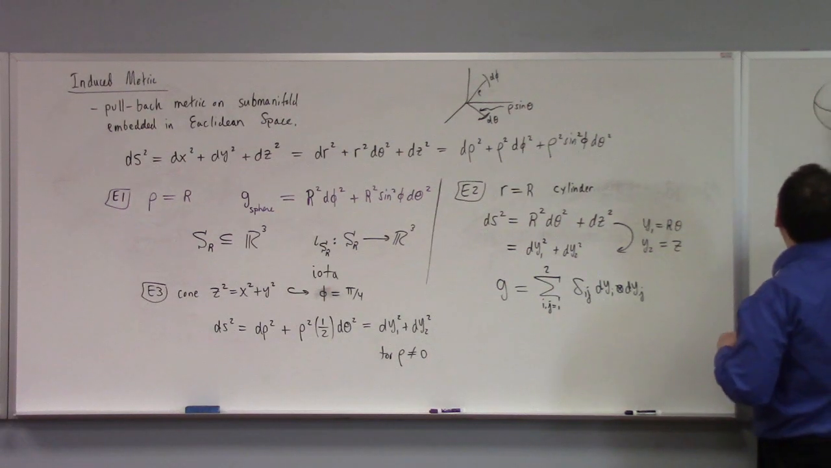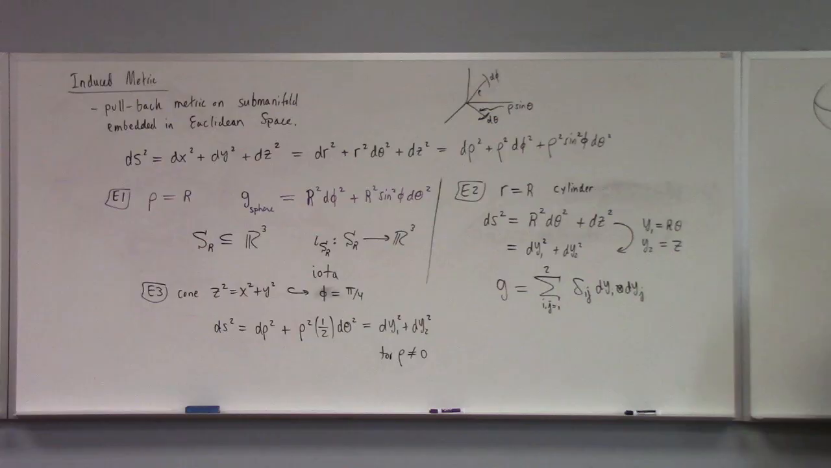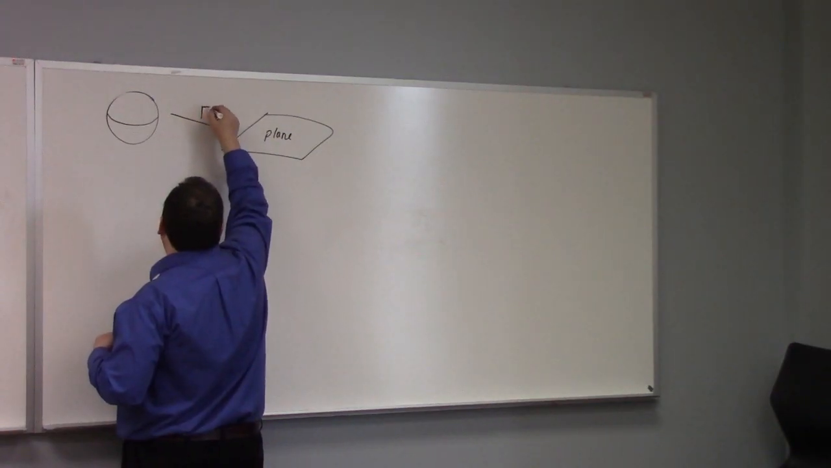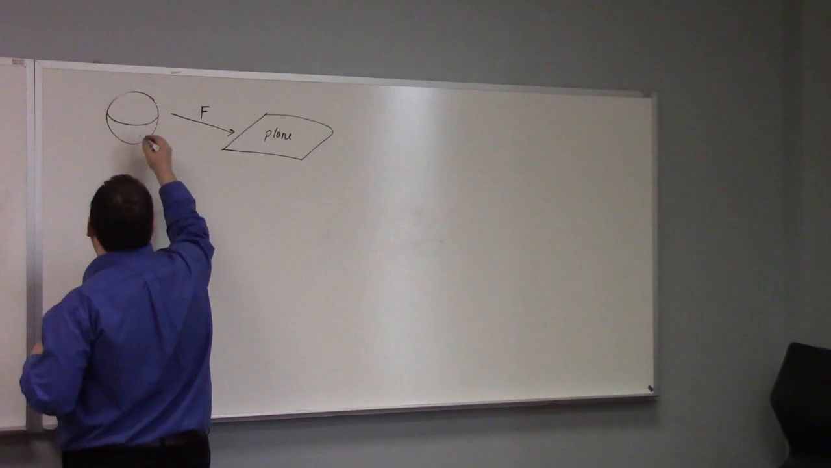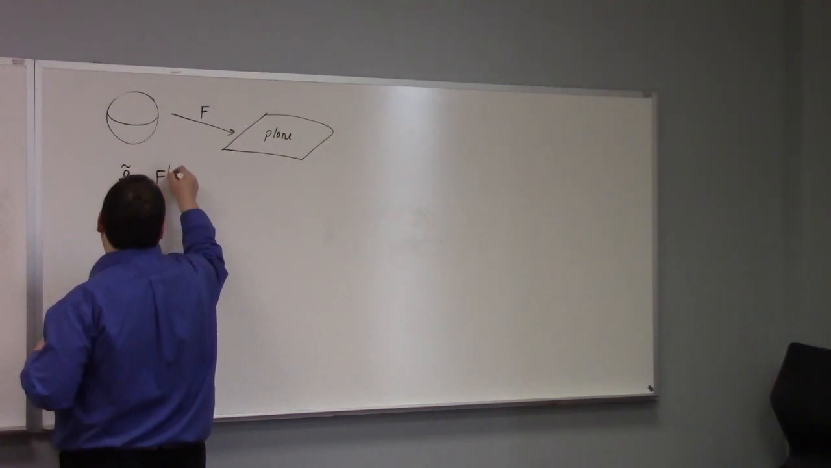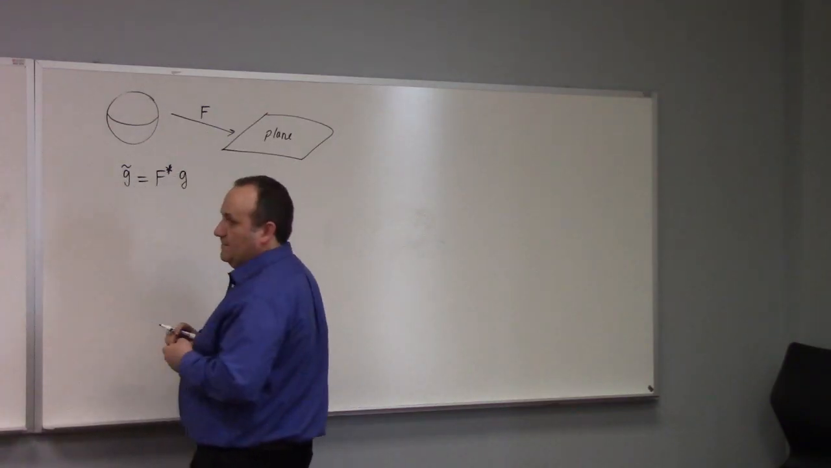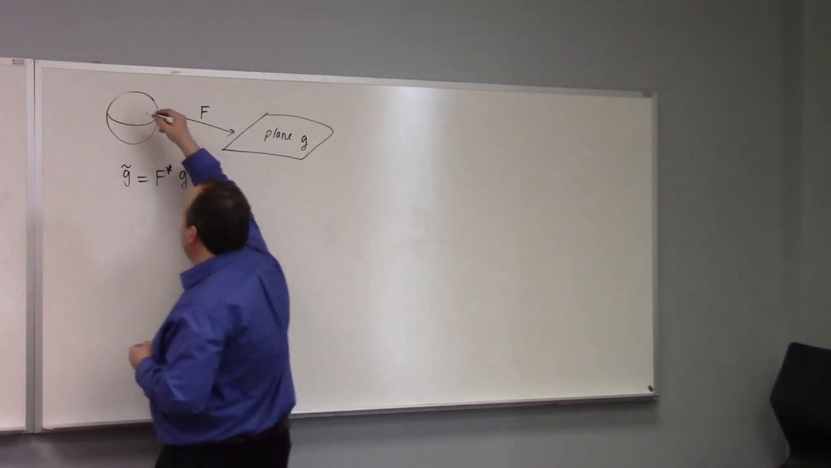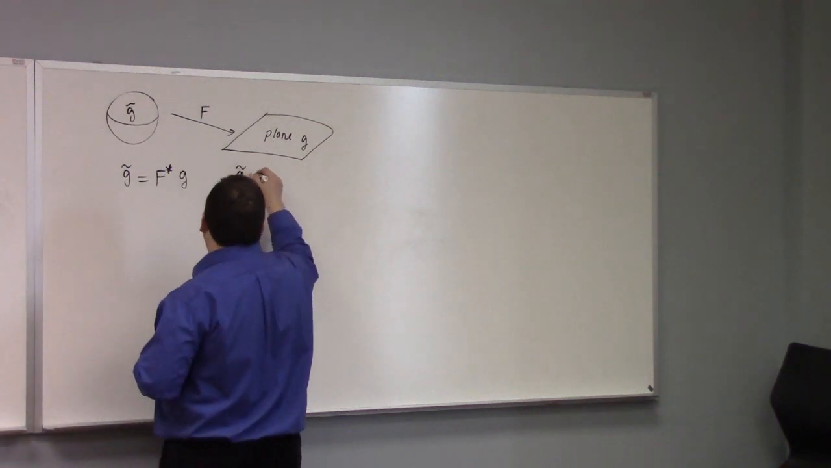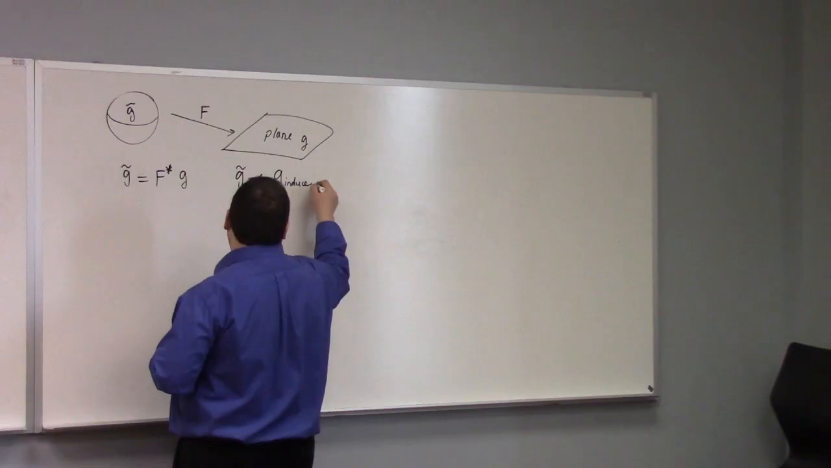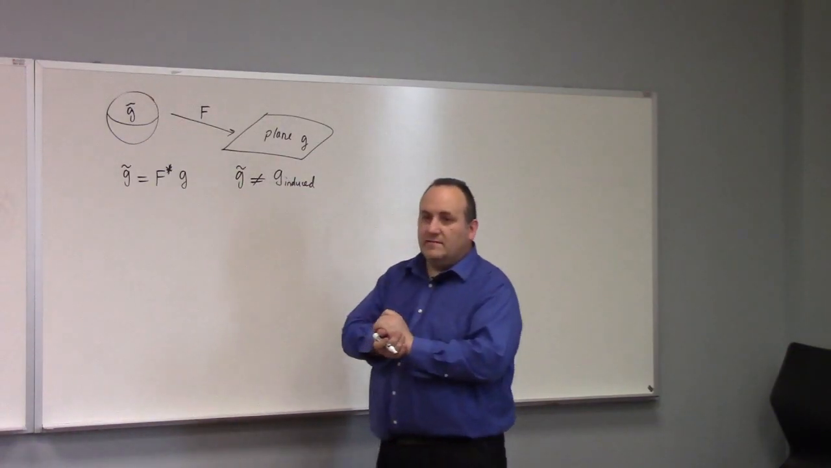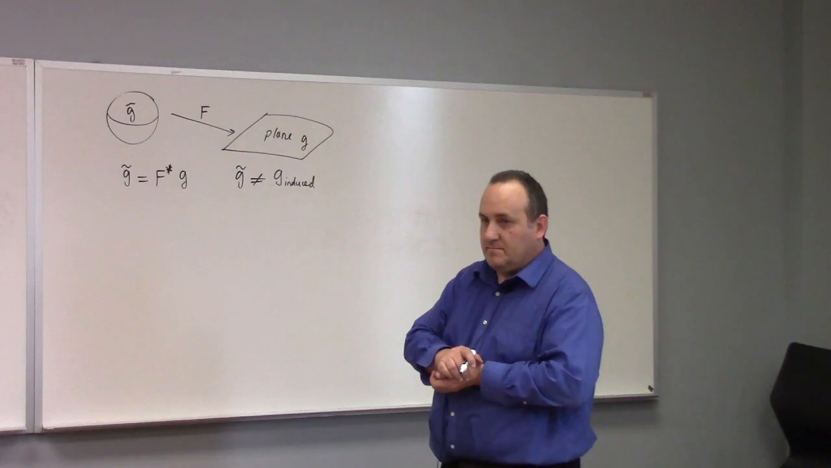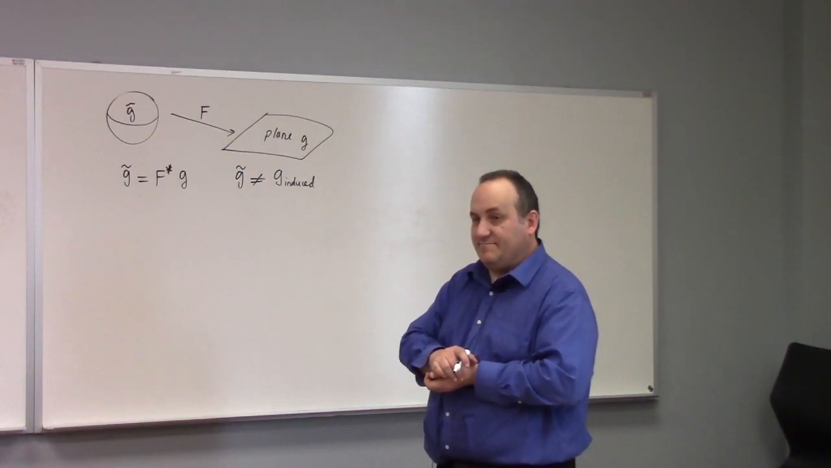a mapping from the sphere to the plane, and let's just call it F for the sake of discussion. If I was to say g tilde on the sphere is equal to F pull back the Euclidean metric, then this g tilde would not equal the induced g that we just talked about. This would give the sphere a different notion of geometry than the induced geometry from three-dimensional space. In fact, in this case, the sphere would be flat.